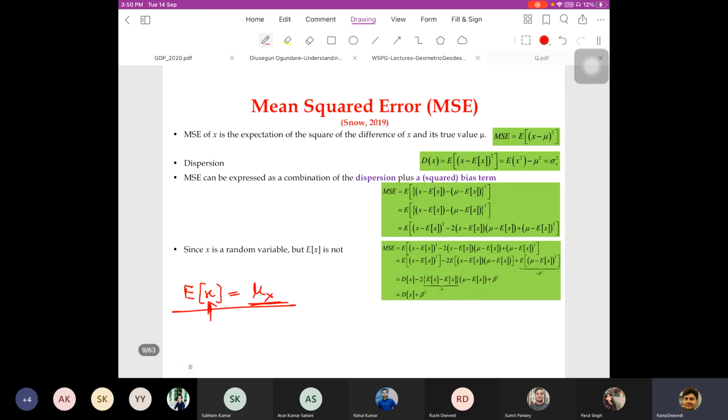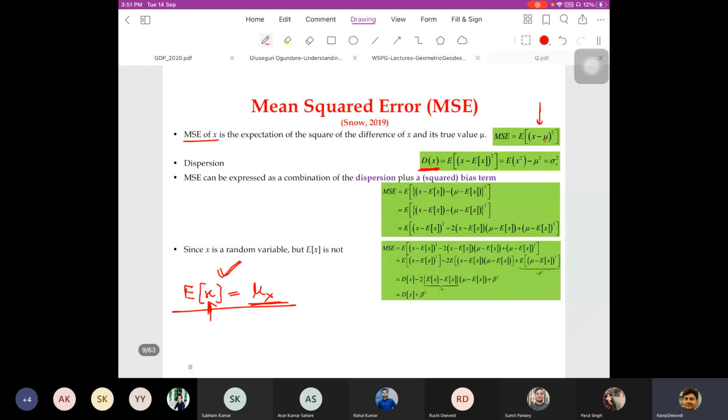So this is just one way of representing the so-called expectation. The mean squared error of x is the expectation of the square of the difference of x and its true value, mu x. And the dispersion, which is D(x), is nothing but we are replacing mu by E(x), because we know how we are representing mu by E(x), and then it is the (a minus b) whole square kind of thing. Obviously there is one term missing here, but anyway you will understand what it represents.